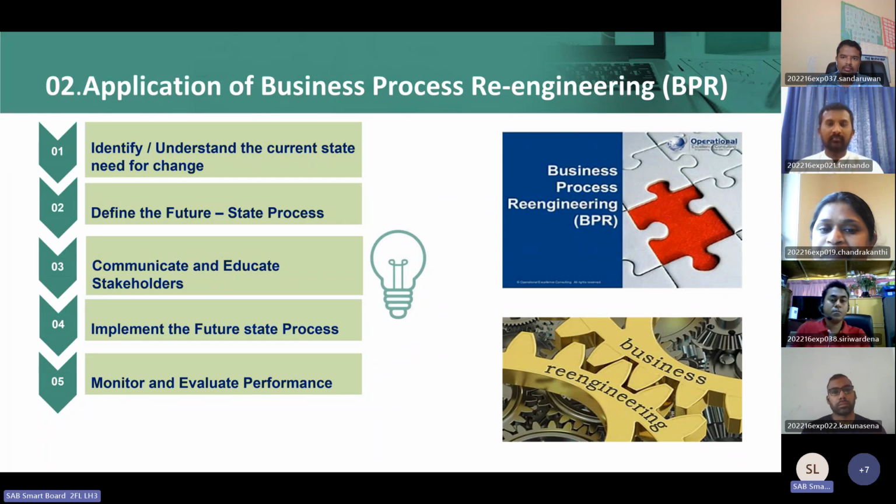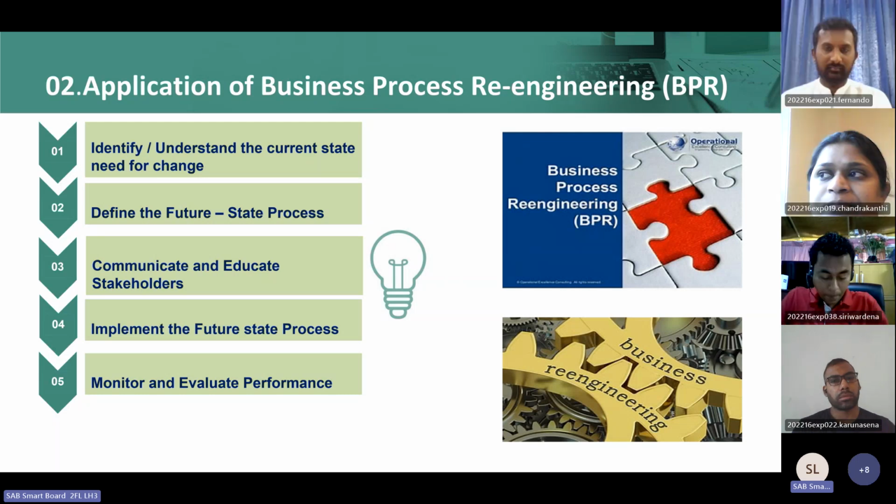Defining the future process plan aims to create a more efficient, effective, customer-centric process, achieving goals and addressing the identified issues.